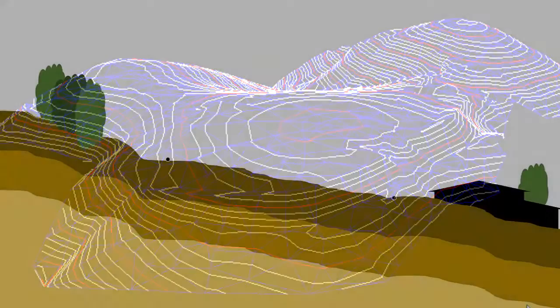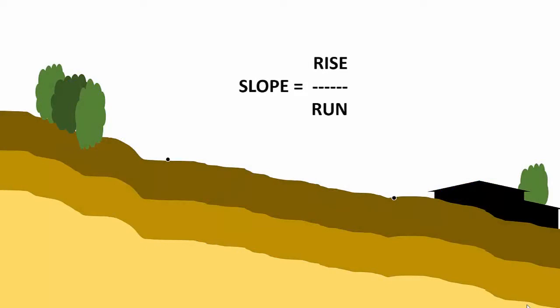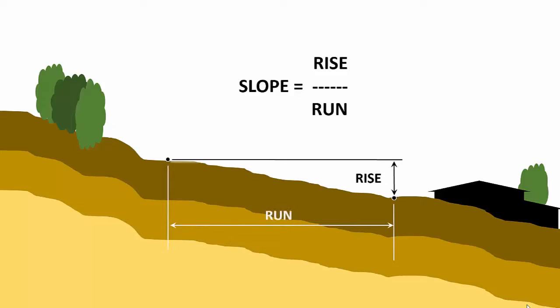You learned that slope is a ratio of rise over run. Rise is a change in elevation, that is a vertical distance, and run is a horizontal distance. Measuring horizontal distance is simple with a tape or with a measuring wheel. But how can we measure the vertical distance, that is, the rise between the points shown here? Well, that vertical distance is best found by a process we call leveling.